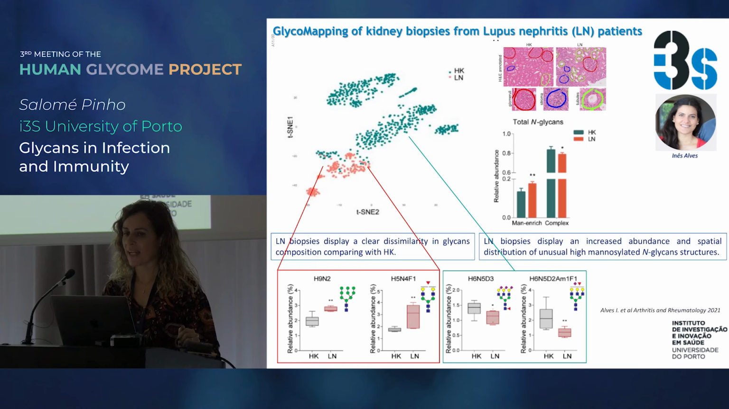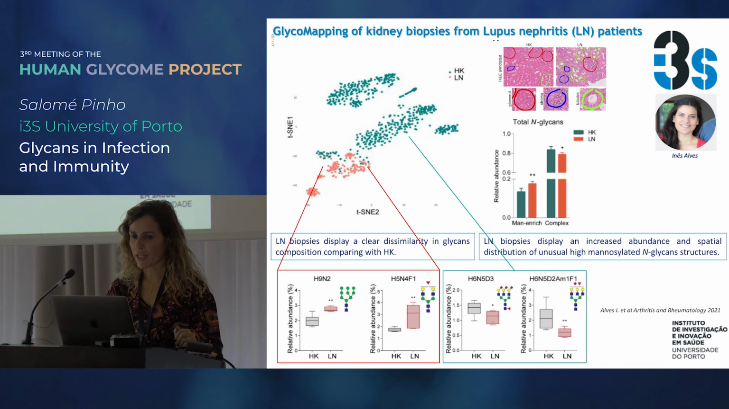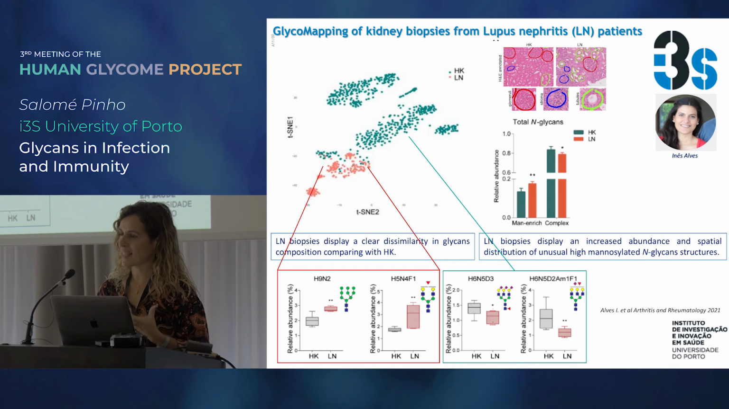So essentially, Inês annotated the regions of interest, such as the glomeruli, the tubuli, but also the stroma, and we caught the information in terms of glycome. In green, you can see the glycome composition in healthy kidney in comparison with these red spots, which is the lupus nephritis. And this dissimilarity was because in lupus nephritis we found predominantly less complex glycans, mannose-enriched glycans, which are typically found in microorganisms, in comparison with healthy kidney that exhibit more mature and complex glycans.